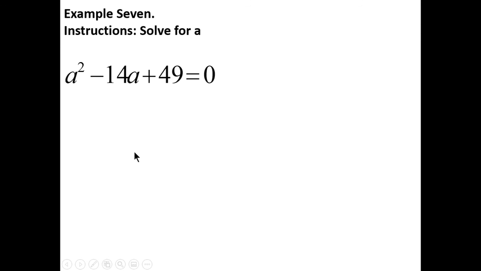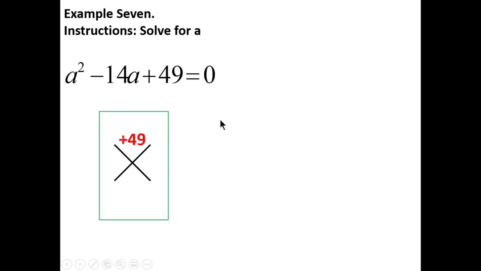Okay, first step, the puzzle box. The number on the end always goes to the top, the number in the middle always goes to the bottom. And don't forget, if it's a negative 14 in here, then it's negative 14. And if it's a positive 49, it's positive 49. So positive 49 to the top, negative 14 to the bottom.